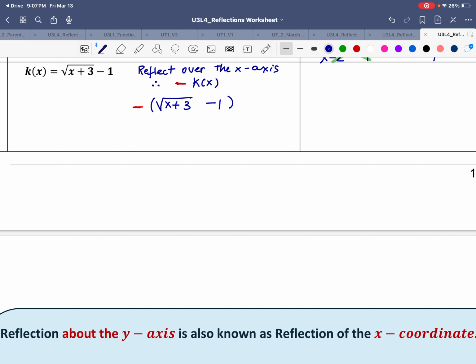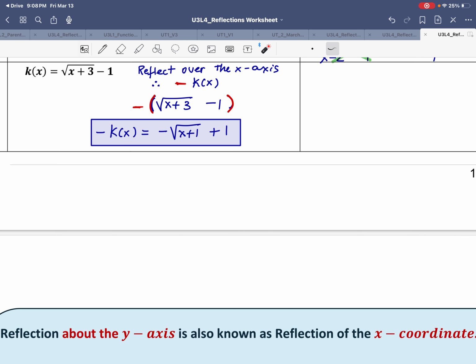Do not forget the brackets around this entire function in here because the entire thing is being reflected in this case. So that will give us negative k of x equal to negative root of x plus 3, and then the negative 1 will turn to positive 1. So this would be negative k of x, or the equation of the function k of x reflected over the x-axis.